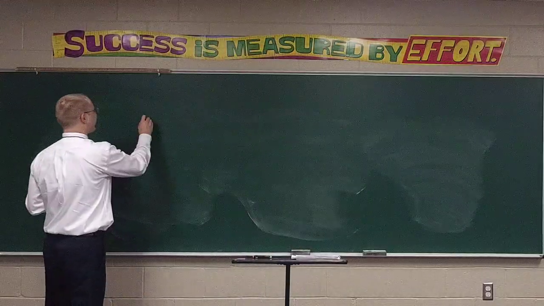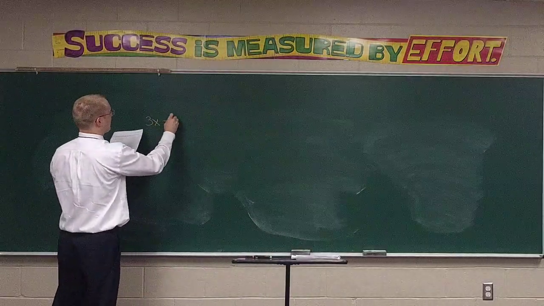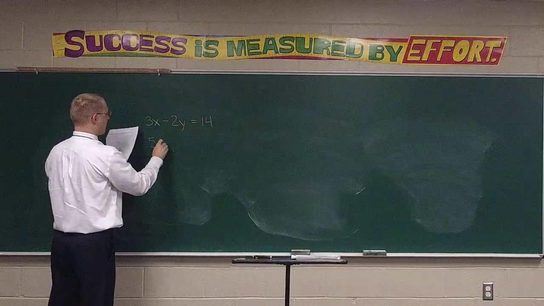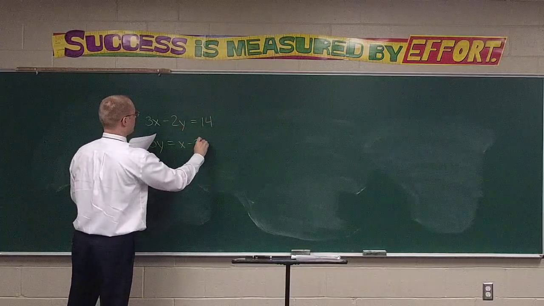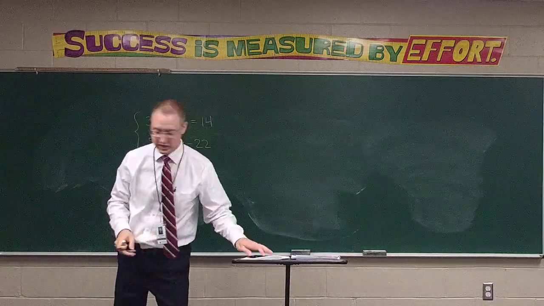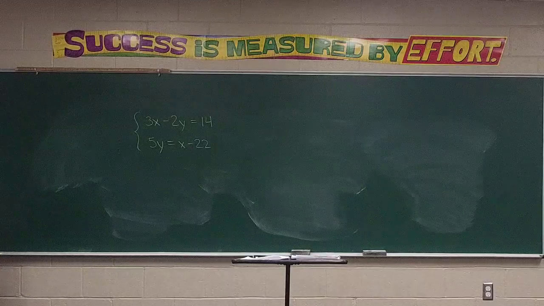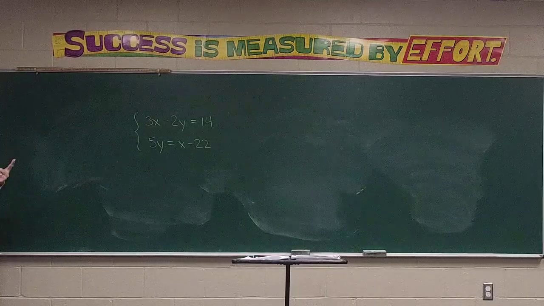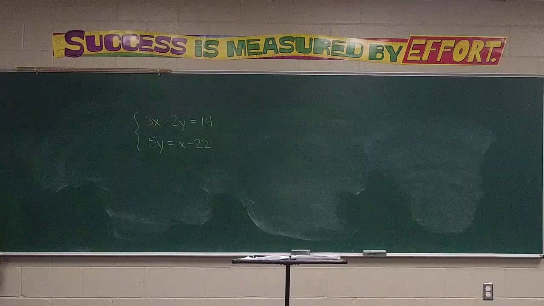Go and write down this system on your paper. Work it with me. 3x minus 2y is equal to 14, and 5y is equal to x minus 22. Let's go and take a look at this system together. Now, there's 2 ways in which we can solve a system. Maddie, what are our 2 methods? Good, either the addition method or the substitution method.